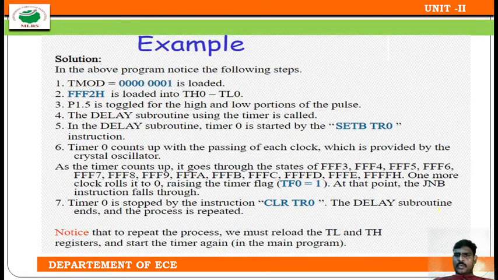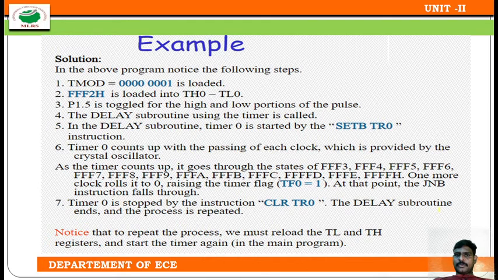Overall, whatever we have discussed, these are the steps to be followed. The TMOD register is loaded with 01, and then I load the initial values into TH0 and TL0. Then I toggle P1.5 for low and high, complementing it. I call a delay program.